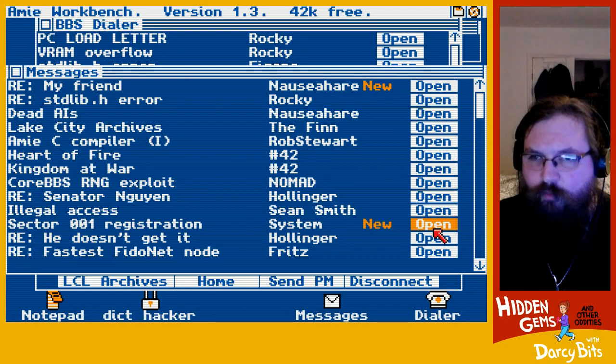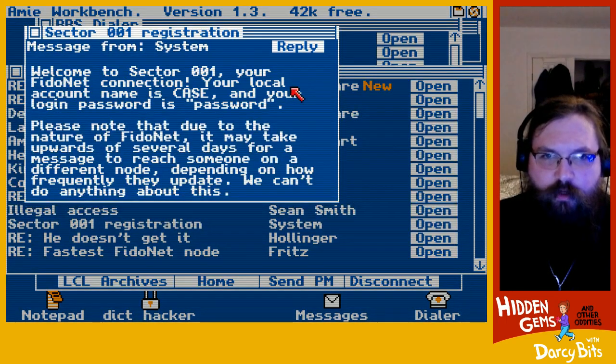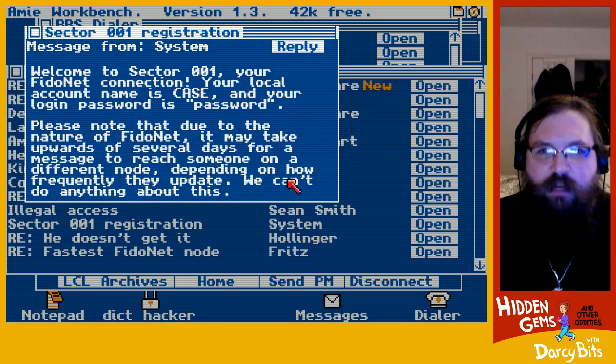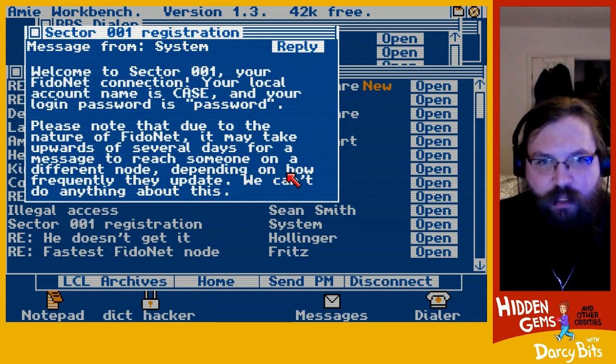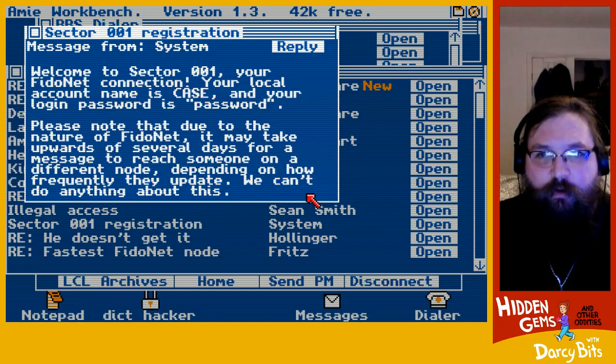Registration on System 1. Welcome to Sector 1. Your FidoNet connection, your local account name is case. Your login password is password. Please note that due to the nature of FidoNet, it may take upwards of several days for a message to reach someone on a different node, depending on how frequently they update. We can't do anything about this.